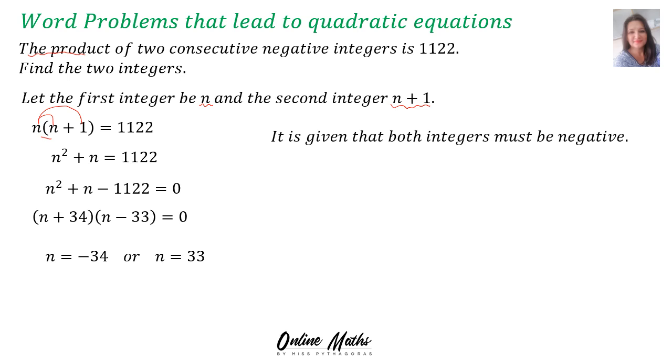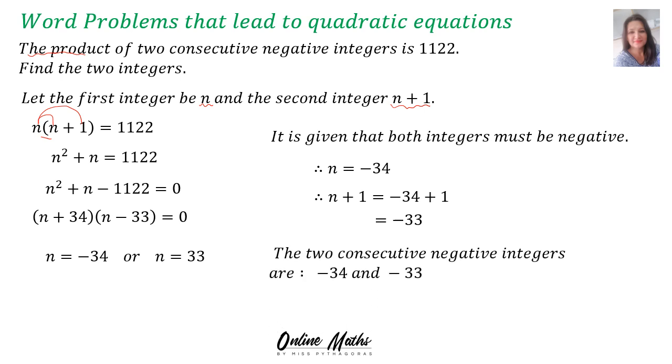Then it is given that both integers must be negative. Therefore, we choose the negative answer. n is minus 34, and then the other one was n plus 1. Therefore, it's minus 34 plus 1, n is minus 33. Then your final answer, the two consecutive negative integers are minus 34 and minus 33.